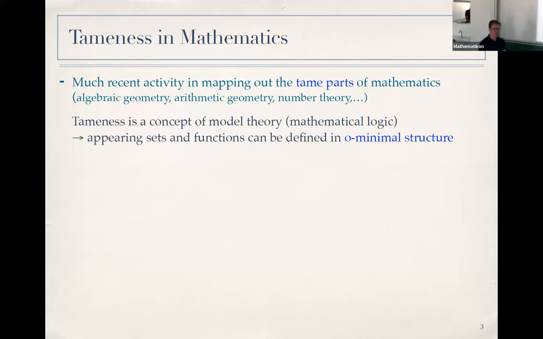This might come as a bit of a surprise, because originally this concept of tameness, which I will introduce, comes from mathematical logic and more precisely from model theory. Just to get a rough understanding for this introductory part, it essentially states that when you do geometry, or when we ask certain questions, you can draw your sets and your functions, which you want to use to describe the system, from a very specific structure. These structures are called o-minimal.